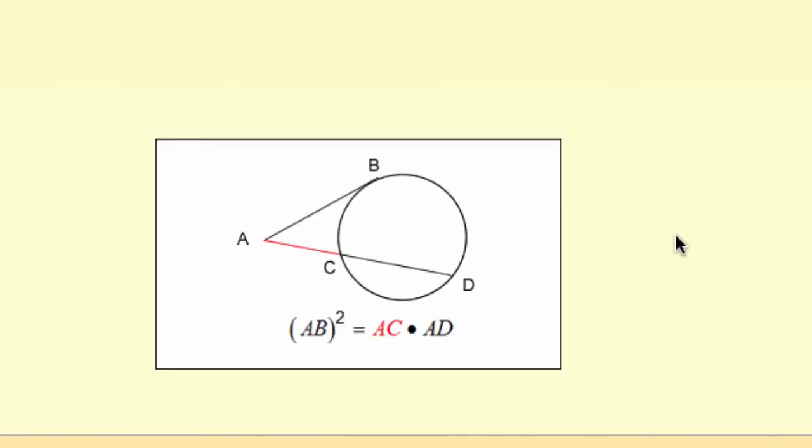Then there's a secant-tangent product theorem. If you have a tangent segment and a secant segment, and they share an endpoint outside the circle, then the tangent segment squared equals the external secant segment AC times the entire secant segment AD. So AB squared equals AC times AD. So you're just going to use these theorems to write equations and solve for unknown measures, either secant segments or chords or tangents. That's the big picture.